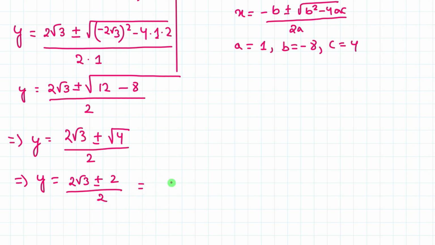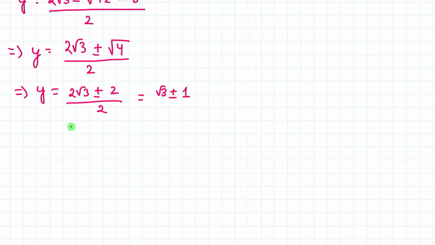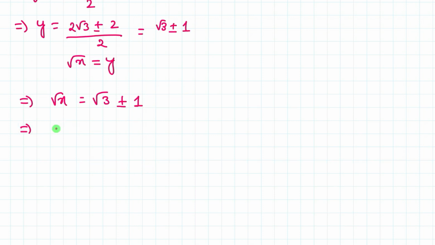This equals, by dividing by 2, √3 ± 1. But we are asked to find the value of x, and we have taken √x = y. So we will substitute √x here. This implies √x = √3 ± 1. By squaring both sides, here we have x and here we have (√3 ± 1)².